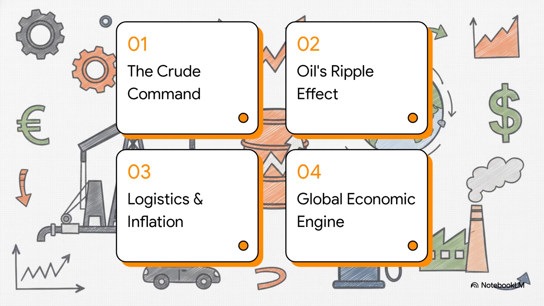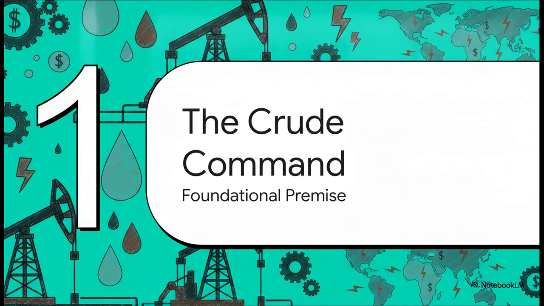To map this all out, we're going to follow a four-part ripple effect. 1. The crude command. 2. Oil's ripple effect. 3. Supply chains and inflation. And 4. The global economic engine. All right, let's jump right into part one, the crude command.